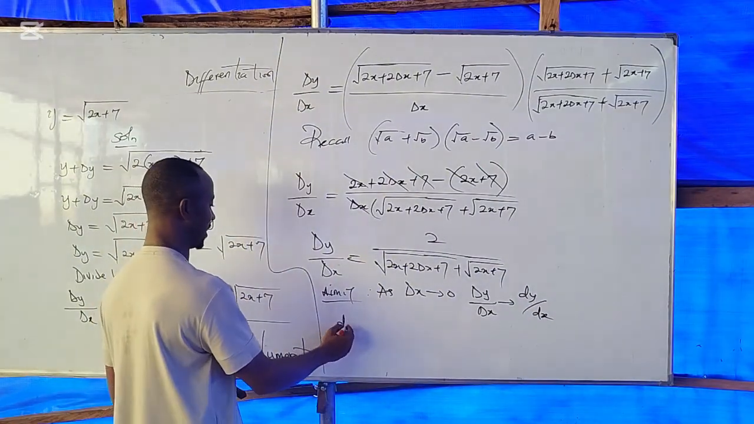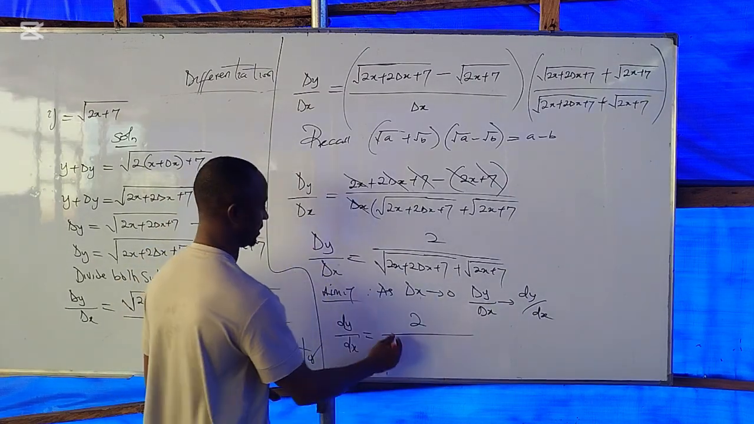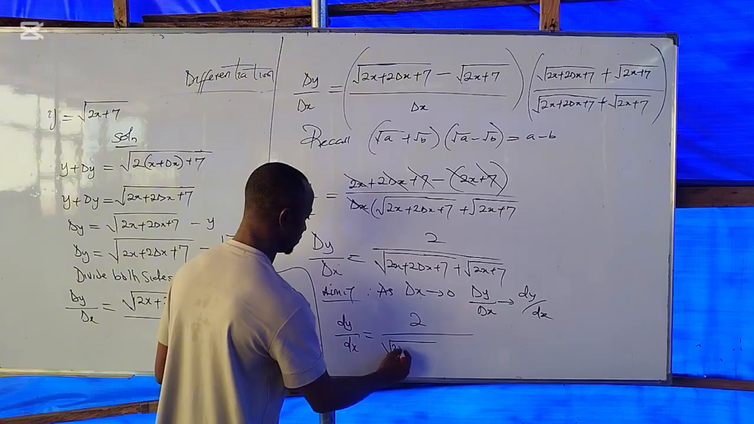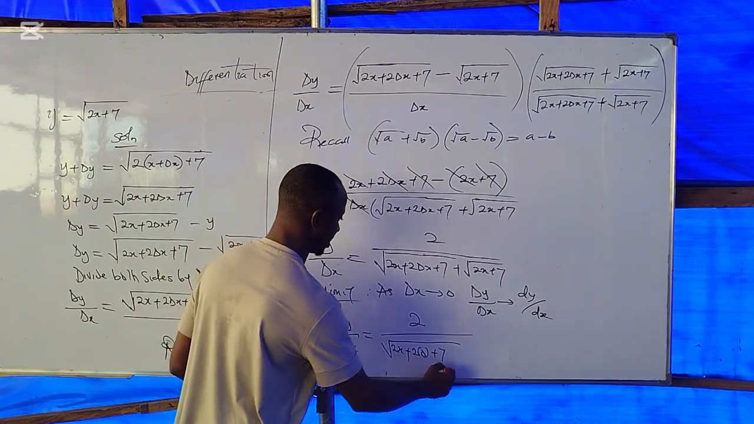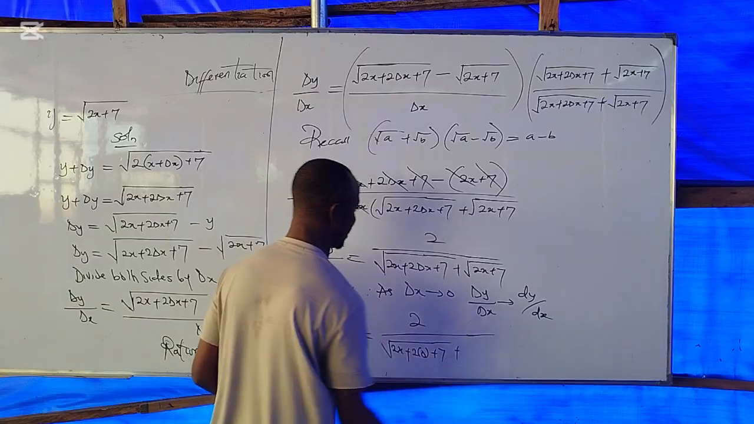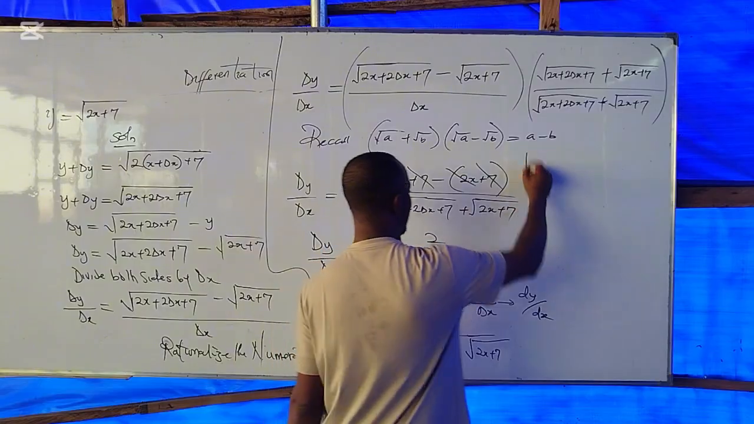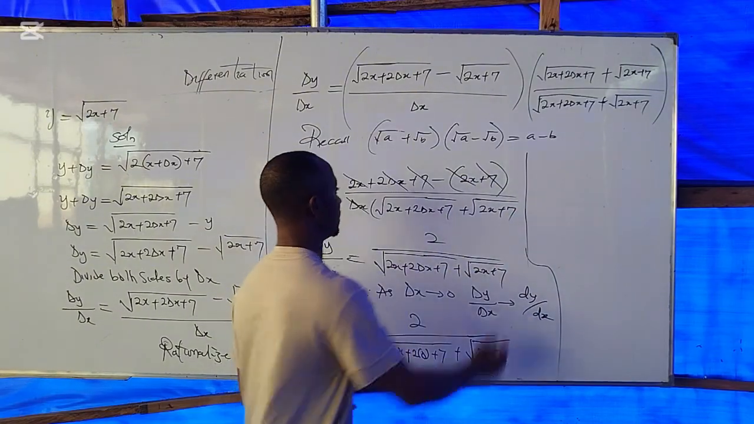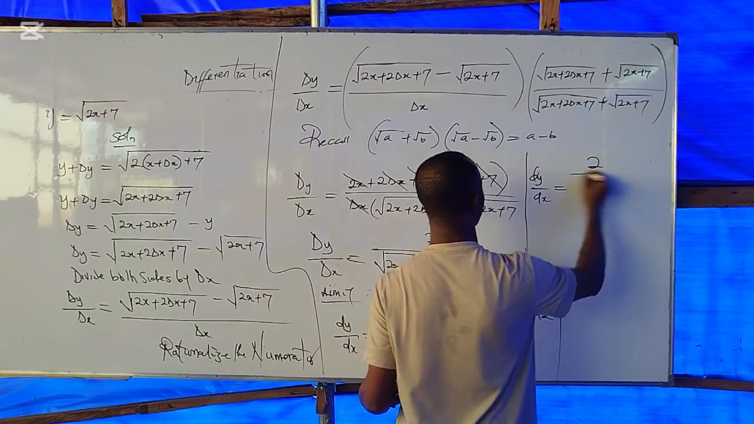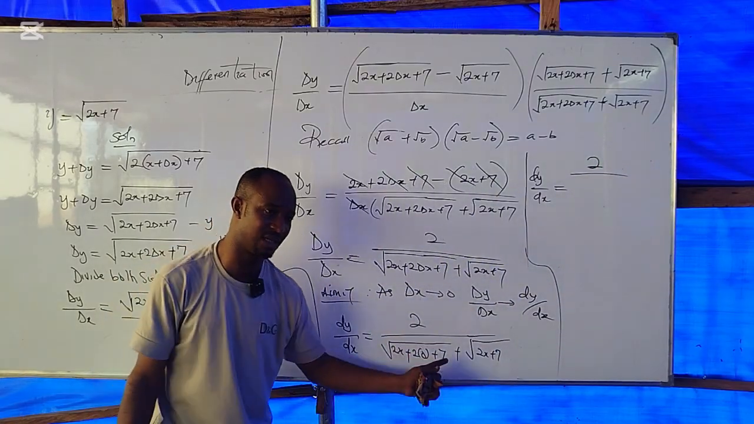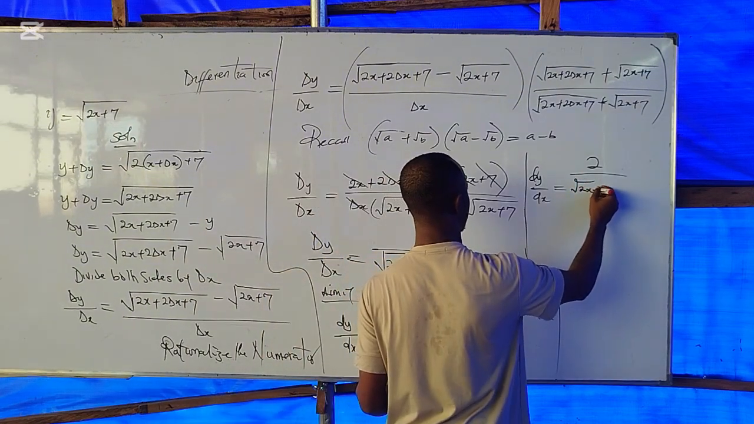So that means we have our dy/dx equals 2 divided by square root of 2x plus 2 times 0, is it not, plus 7, plus again, what do you have here? 2x plus 7. So what do you think will happen? So we have our dy/dx. I hope you are following. Equals 2 divided by what? 2 times 0 is 0. We are left with what? Square root of 2x plus 7.